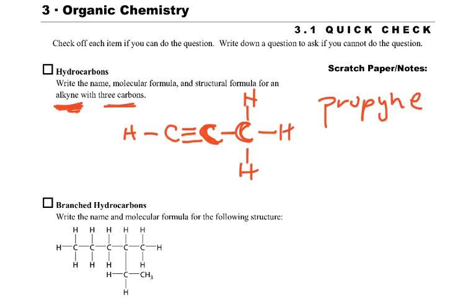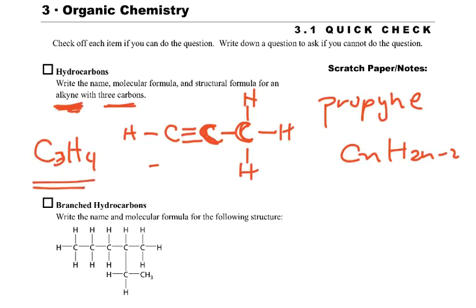Propyne. Now, one thing we learned is that the hydrogens are double the number of carbons minus 2, but we can also count it. We see it's C3, and we can see on there we have 1, 2, 3, 4 hydrogens, but that does fit the formula CnH2n minus 2, because double 3 is 6 minus 2 is 4, so C3H4. So here's my molecular formula, my structural formula, and my name of an alkyne with 3 carbons.